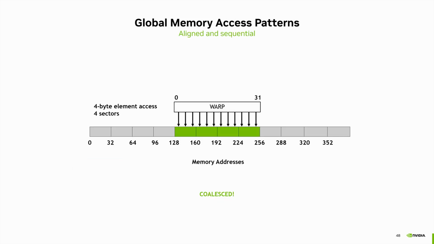Now let's look at some global memory access patterns and see what is efficient and what is not. This is the best possible scenario, where threads in a warp access data that is aligned and sequential. This is a perfect scenario where we end up fetching exactly the number of sectors we need, which is 4 in this case.